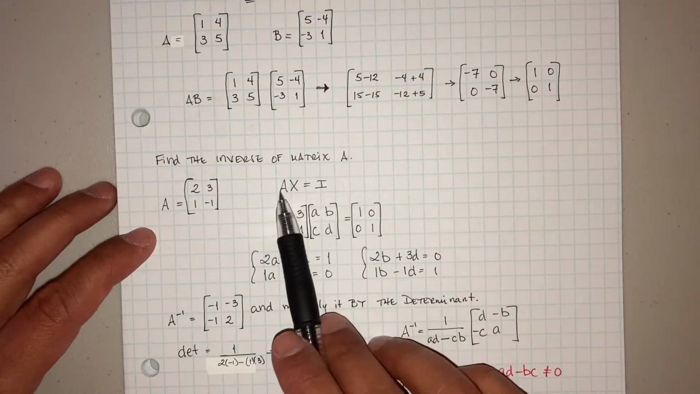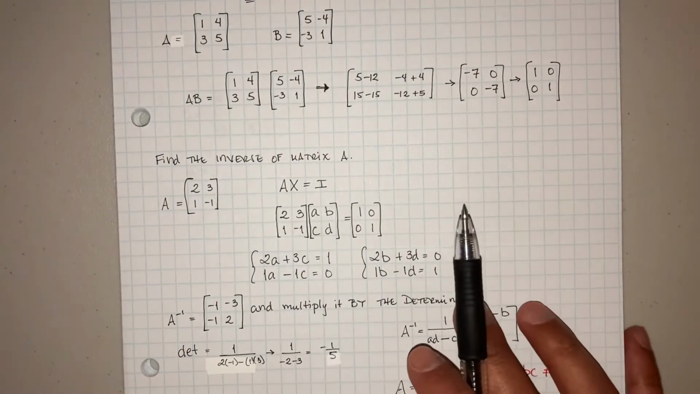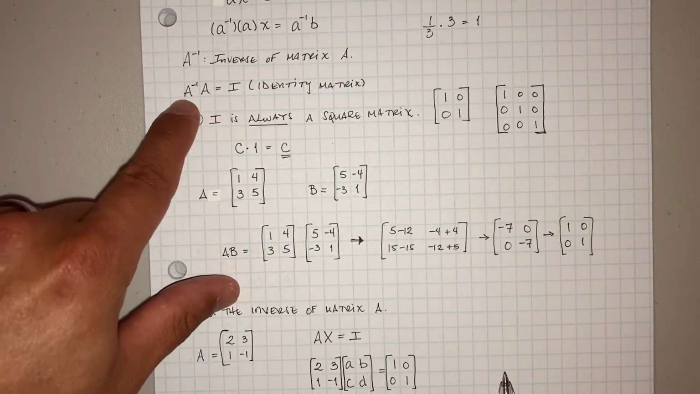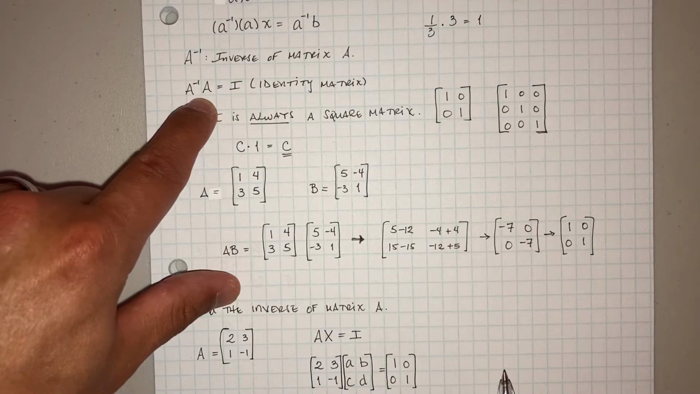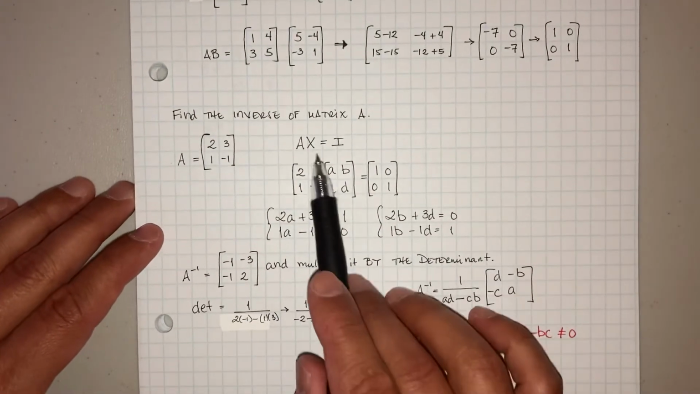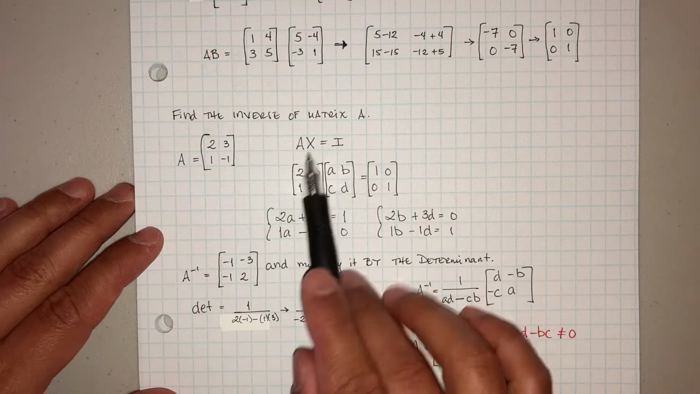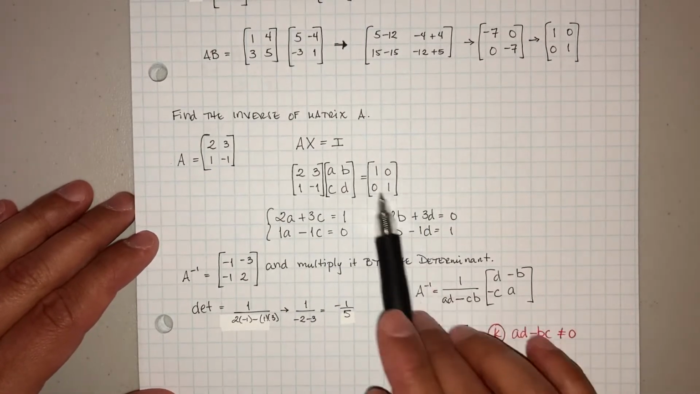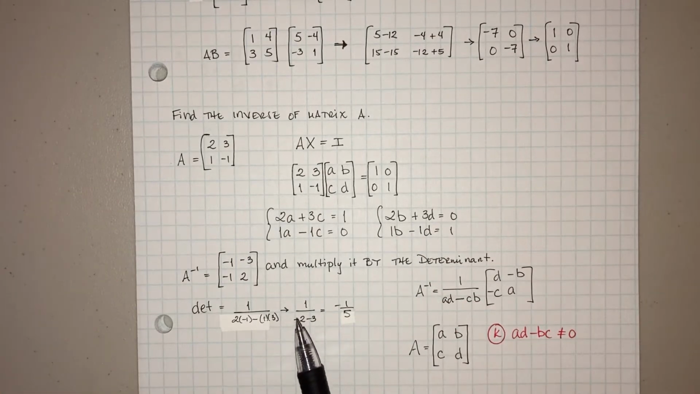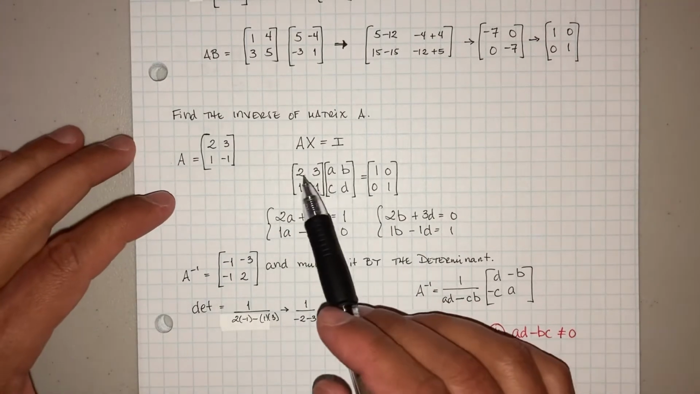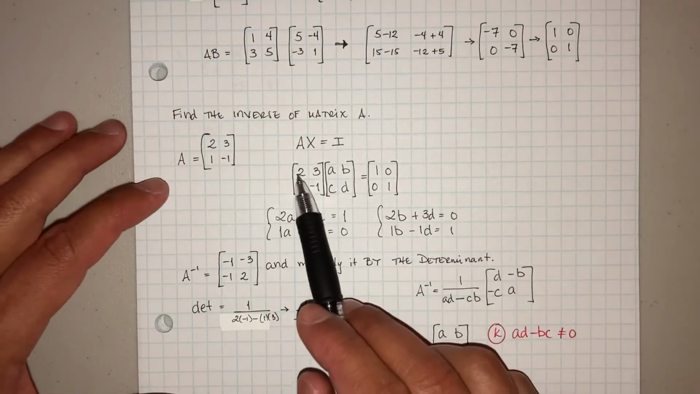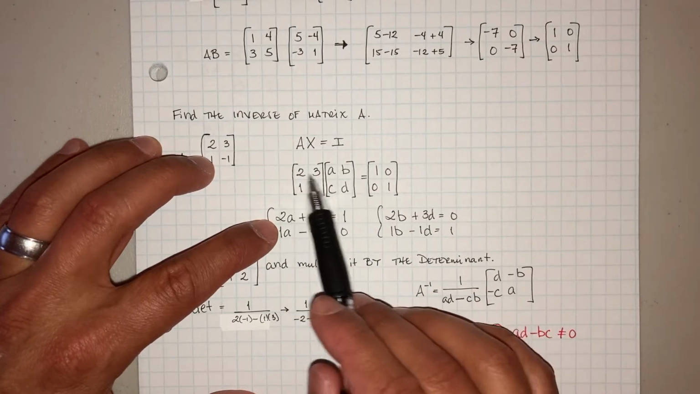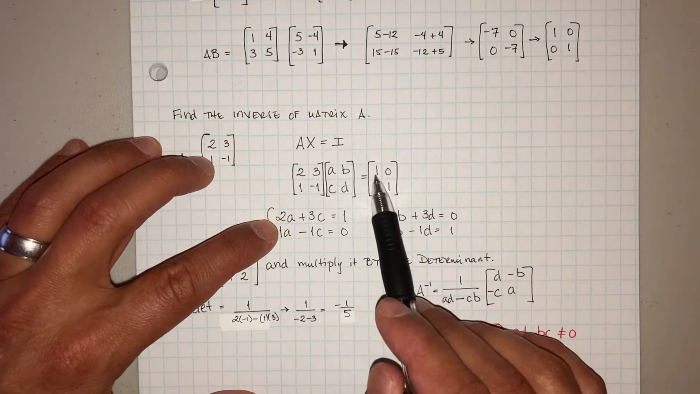Because remember, the inverse times the original is going to give you the identity. So what we're trying to find is the inverse. They give us the original matrix, okay? So we're trying to find out this X, which represents the inverse. And it should give us the identity matrix. Well, if I solve it like I normally do, this is A, B, C, D, because I don't know the values. So 2A plus 3C is equal to 1. First row, first column.